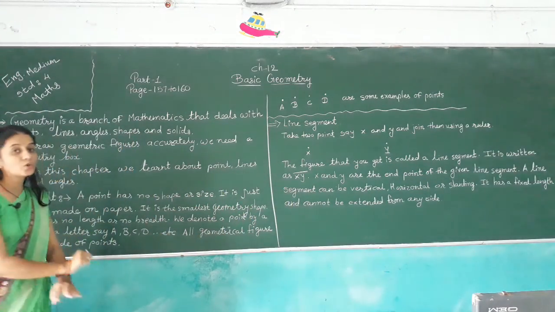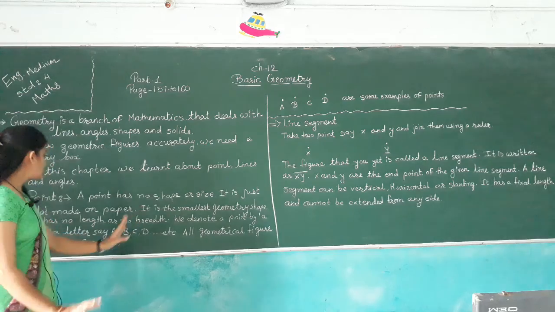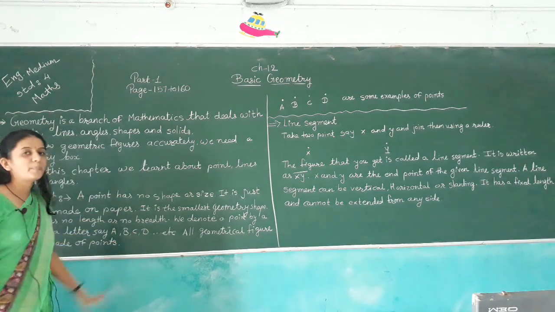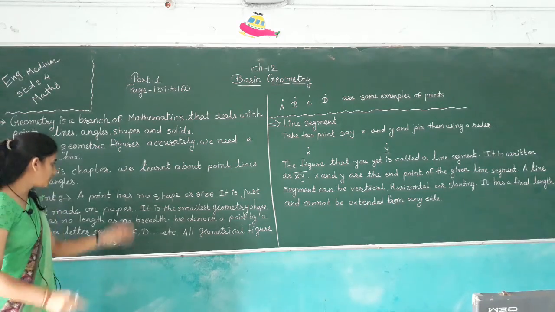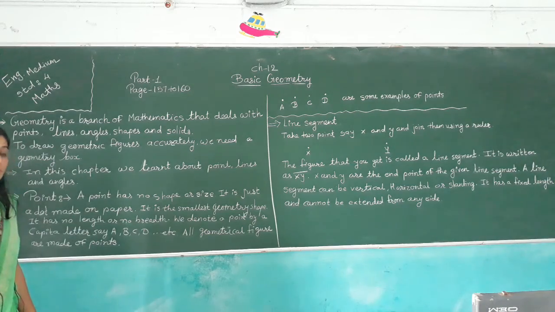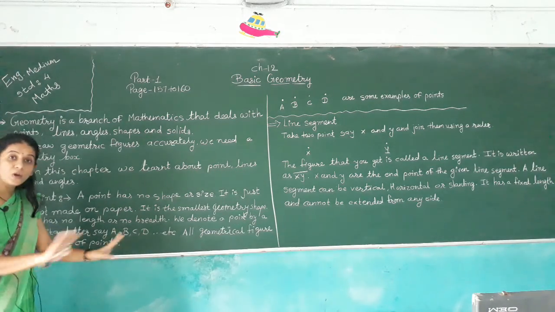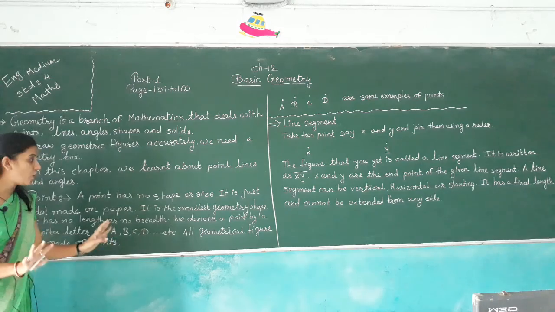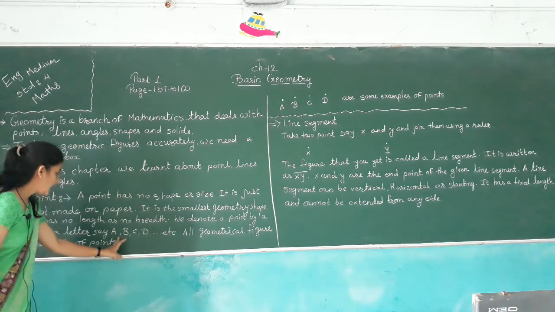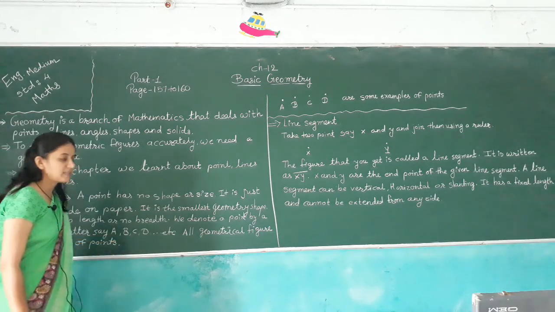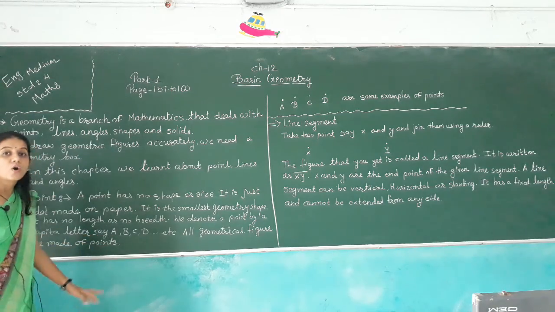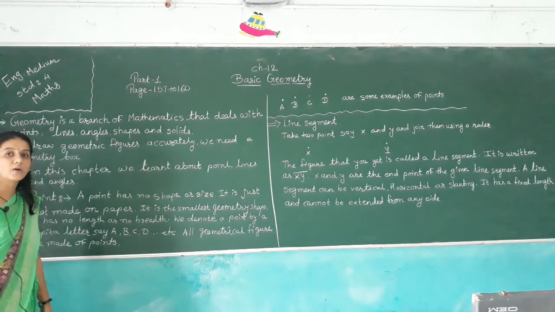Now, point. A point has no shape, no size. It is just a dot made on paper. It is the smallest geometry shape. It has no length, no breadth. We denote a point by a capital letter, say A, B, C, D, etc. All geometrical figures are made of points.